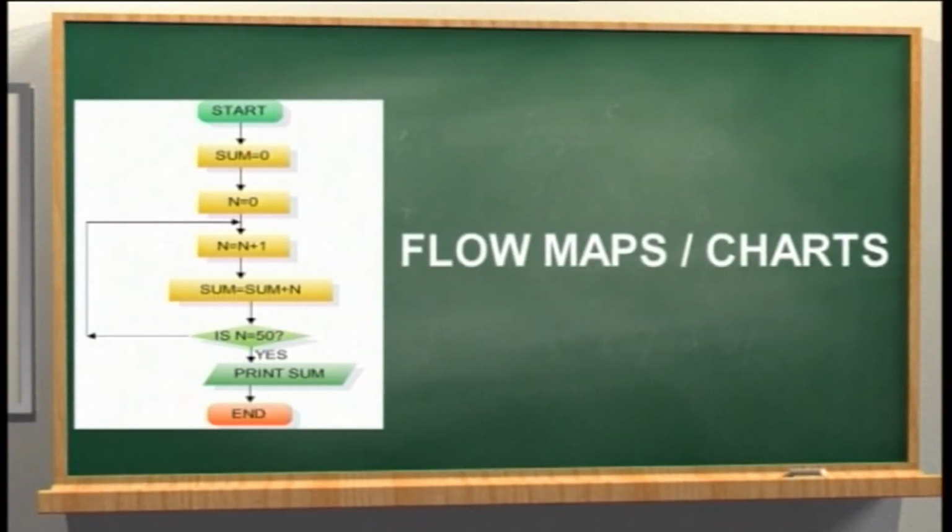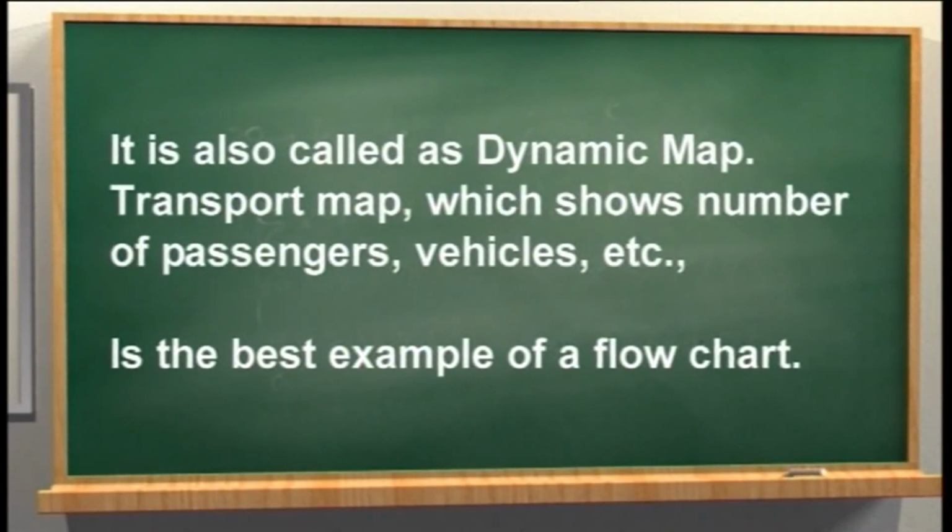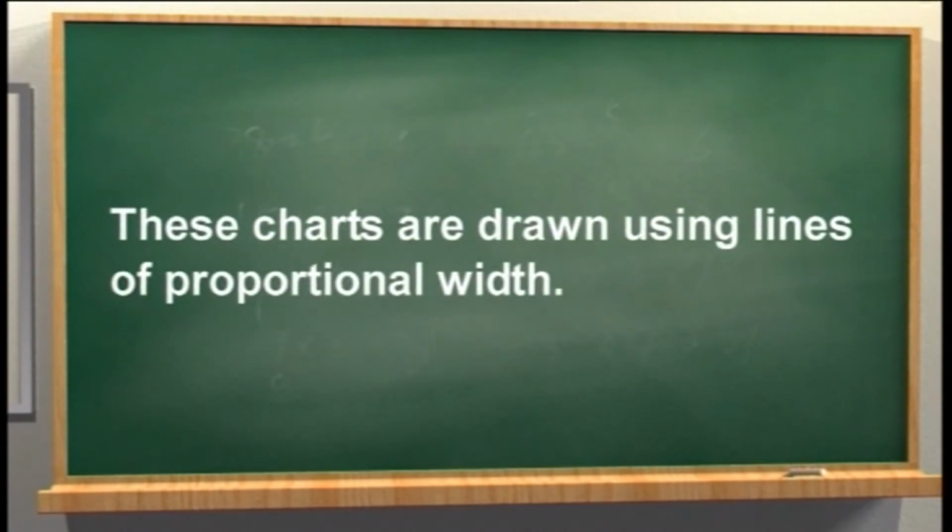Now, let us have a look at the flow chart or flow maps. A flow chart is a combination of graph and map. It is drawn to show the flow of commodities or people between the places of origin and destination. It is also called the dynamic map. A transport map, which shows the number of passengers, vehicles, etc., is the best example of a flow chart. These charts are drawn using lines of proportional width. Many government agencies prepare flow charts or flow maps to show the density of the means of transportation on different routes.